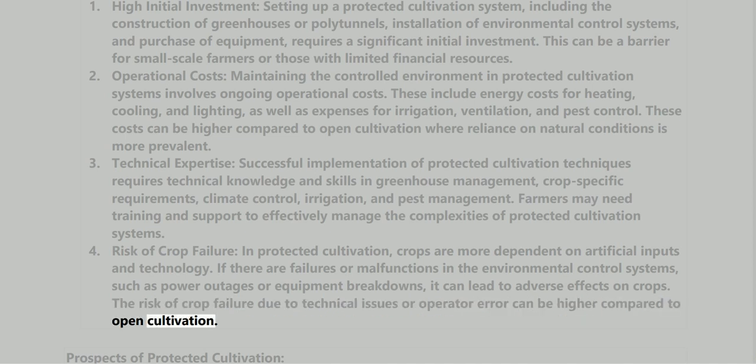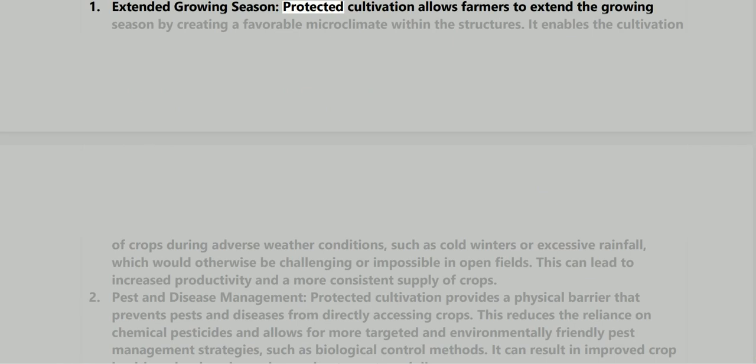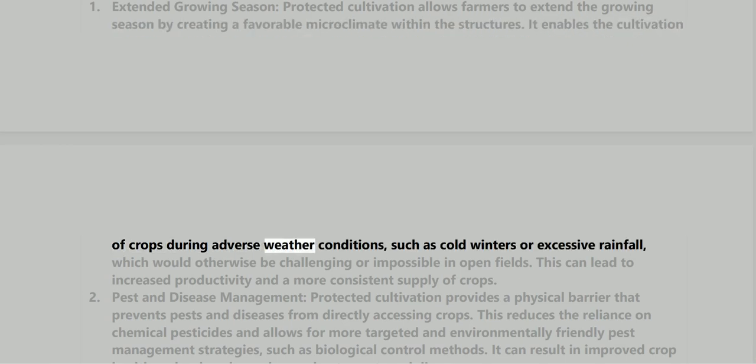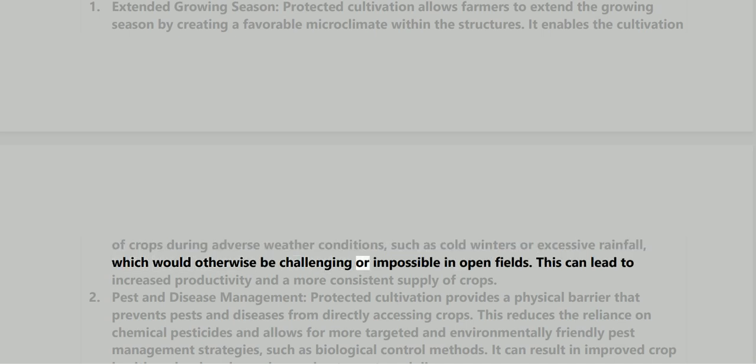Prospects of protected cultivation. 1. Extended growing season. Protected cultivation allows farmers to extend the growing season by creating a favorable microclimate within the structures. It enables the cultivation of crops during adverse weather conditions, such as cold winters or excessive rainfall, which would otherwise be challenging or impossible in open fields. This can lead to increased productivity and a more consistent supply of crops.